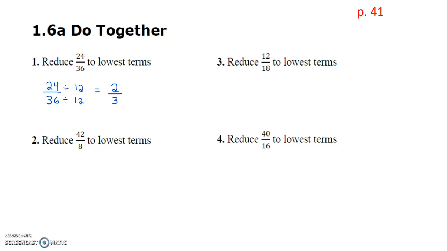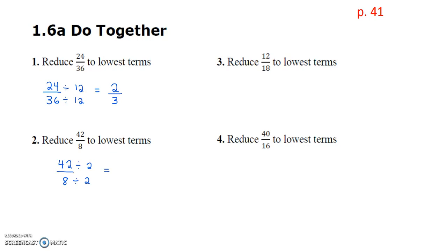For number 2 below, 42 over 8, remember you have a choice. It's asking to reduce to lowest terms. It's not asking for a mixed number, so I'm actually not going to change to a mixed number, although you could, and you could leave it like that or change it back. But lowest terms here is dividing by the same. I'm not sure, so I'm going to go ahead and divide them both by 2.